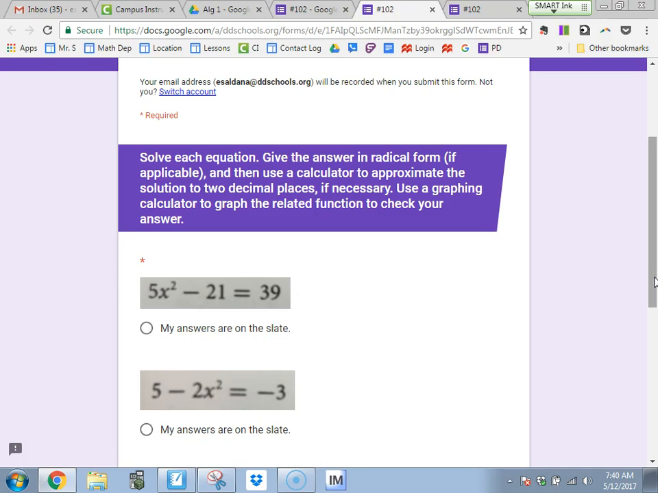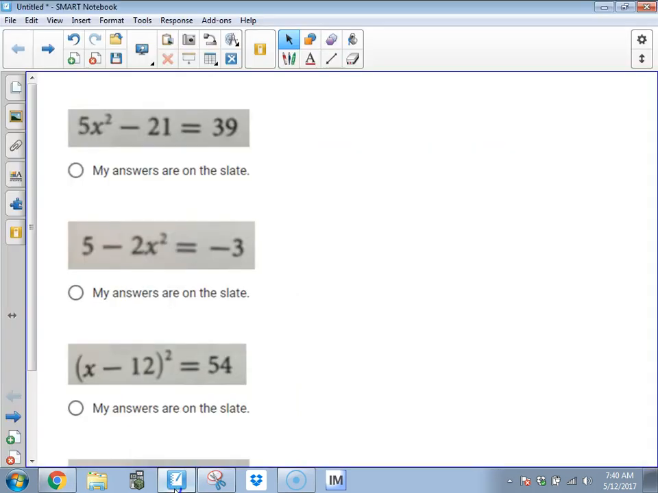All right, so we're going to jump to the first problem. It says here 5x squared minus 21 equals 39. What we're going to do is we're going to solve this, meaning that we are going to get x all by itself. These ones require use of a scientific calculator, one where you can put in the square root. So I'm going to solve this one as much as I can.